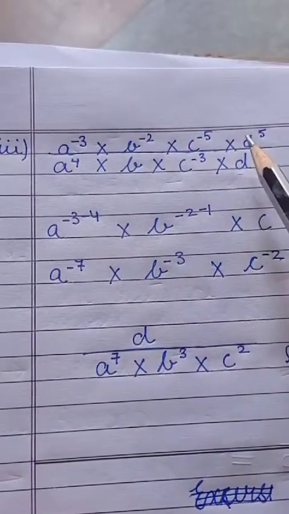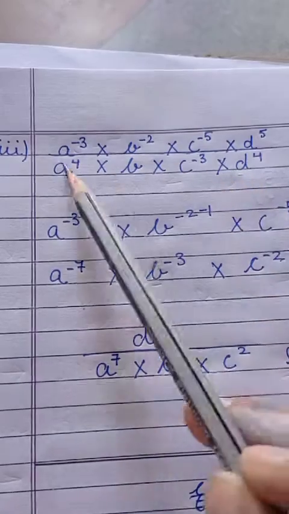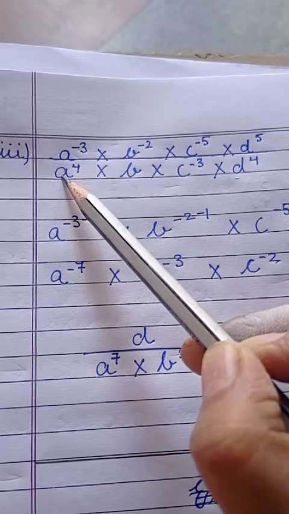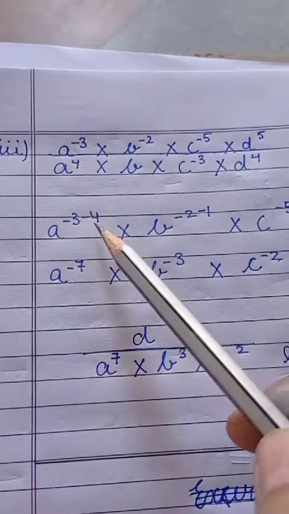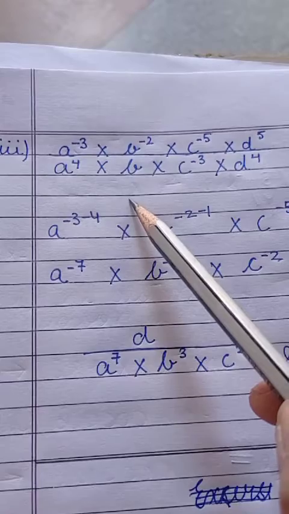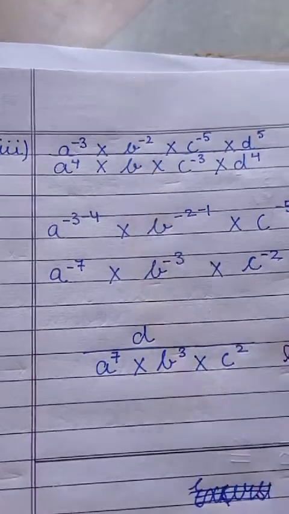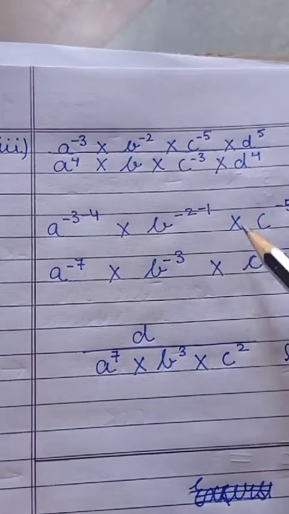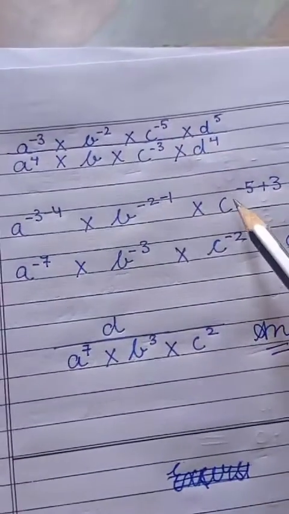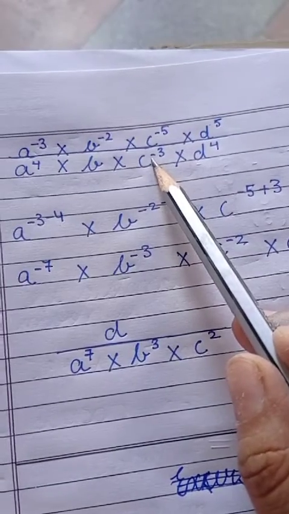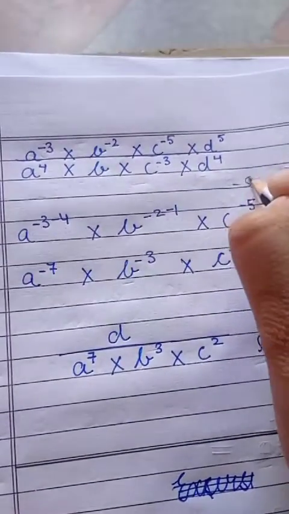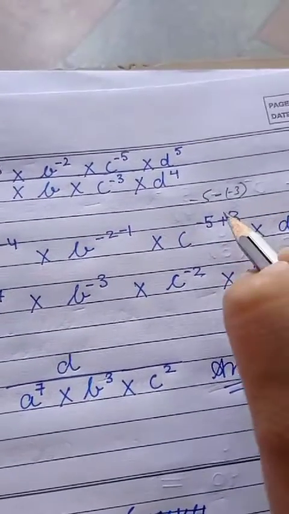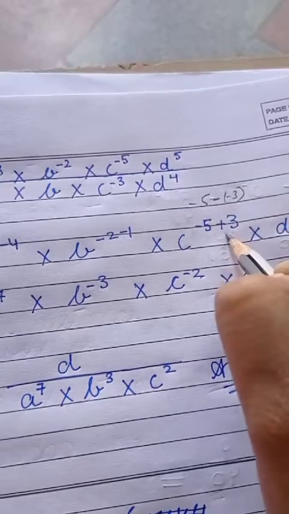Third part of the question, you can see here 3 different variables are given, A, B and C. A and A, both the bases are same and they divide each other, powers will subtract. So minus 3 minus 4. Into B and B, bases are same, they divide each other, powers will subtract, minus 2, no power, minus 1. Clear? Into C raised to the power minus 5 minus, what to subtract? Minus 3. So it will become minus 5 plus 3.